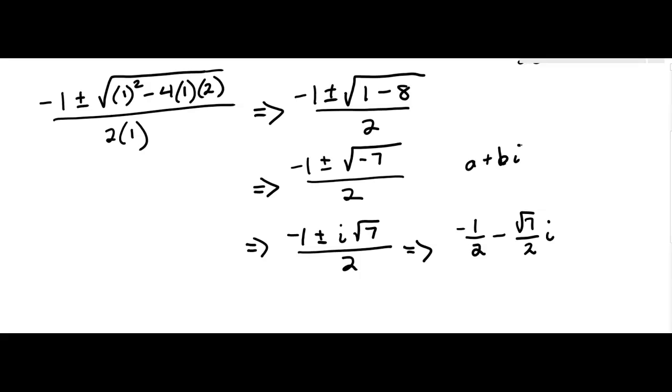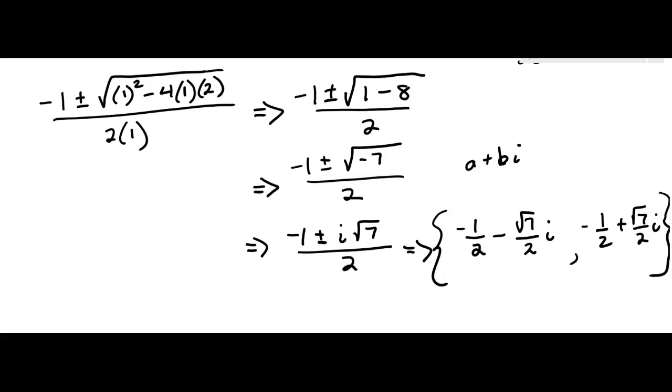So that is one solution. The other solution would be negative 1/2 plus the square root of 7 over 2 i. Notice that they're complex conjugates. And they're both in a plus bi form. If they want it as a solution set, you could put it in set notation. So be careful on that in WebAssign because they're picky about when you put the brackets and when you don't. But those are the solutions to the equation that they gave us. We get 2 imaginary solutions here.